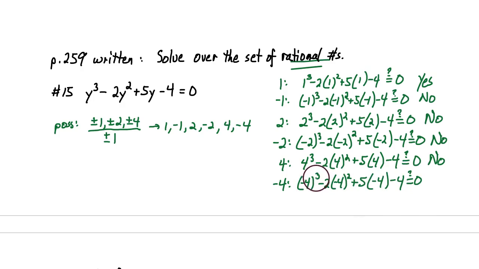Negative 4 cubed is negative 64. Negative 64 minus 32 is negative 96. Minus 20 is a lot more negative, and then minus 4 is even more negative. This does not make 0. This is a no. Our only rational number is the number 1. There are other solutions to the equation besides the whole number 1, but 1 is the only rational solution to the equation.